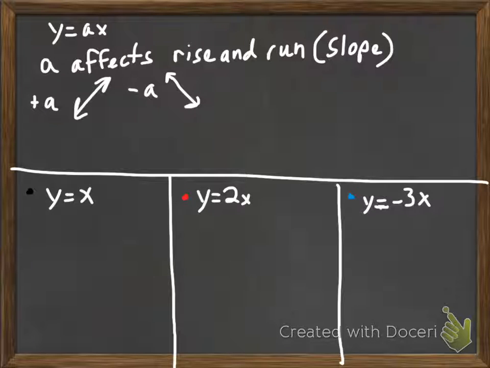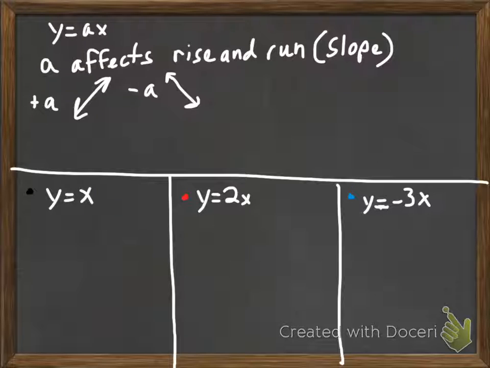So, or the a with the x. So a affects the rise and the run, the slope. A positive a means it's going to be going left to right on the graph. A negative a means it's going to be going left to right and down. So positive means we're going up, left to right. Negative means we're going down, left to right.